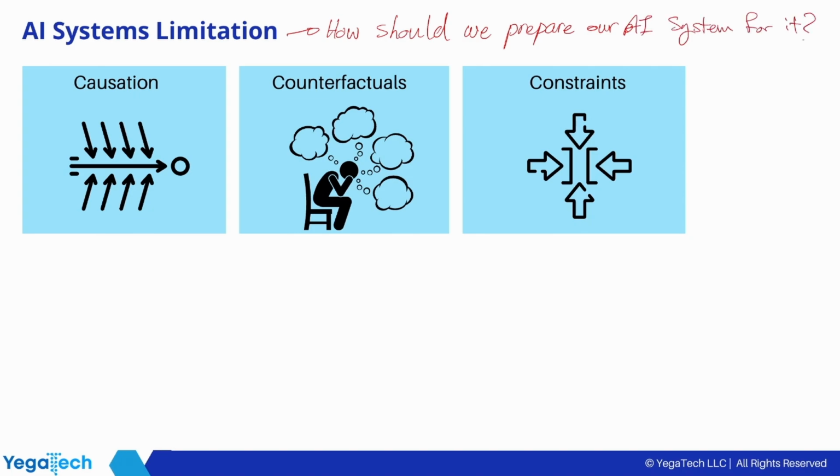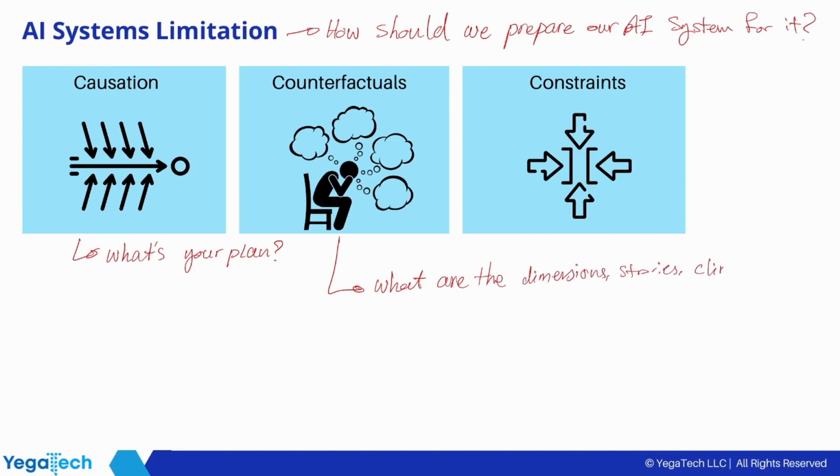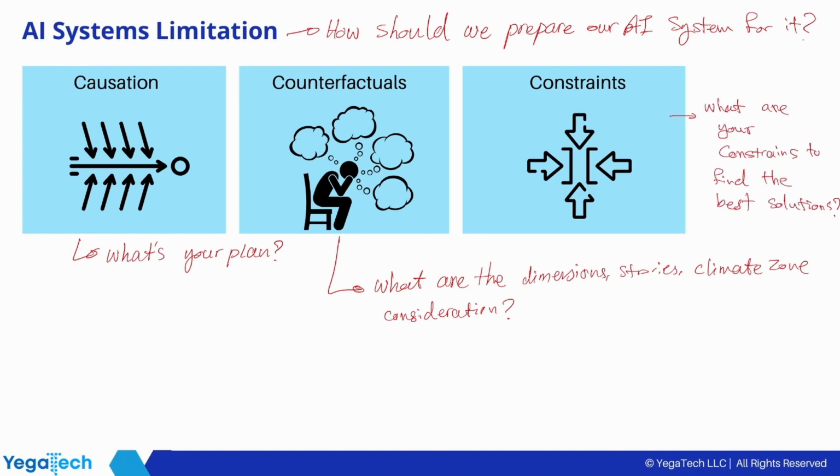In terms of causation, what are the things that are causing the output? What's your plan in capturing those? How do you consider counterfactuals? What are the building parameters that you consider in terms of dimensions, number of stories, the climate zone that the building is located at, and so on? And what are the constraints that you put into the AI system so that it can give you the best design option or solution or recommendation?